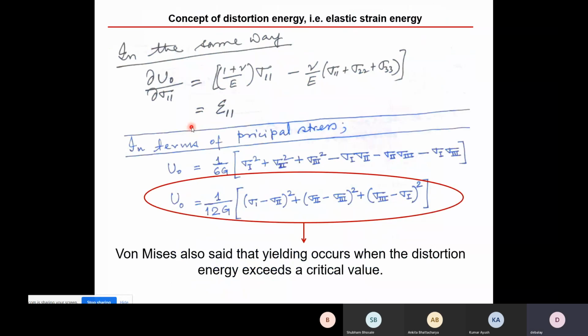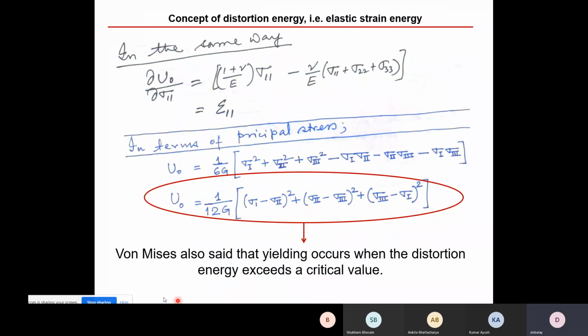Von Mises said one more thing. He said yielding will occur when distortion energy reaches a critical value. So the distortion energy expressions we have obtained, if we represent them in the form of principal stress terms, you will find it comes out to be U naught equal to 1 by 12G times sigma 1 minus sigma 2 squared plus sigma 2 minus sigma 3 squared plus sigma 3 minus sigma 1 squared.